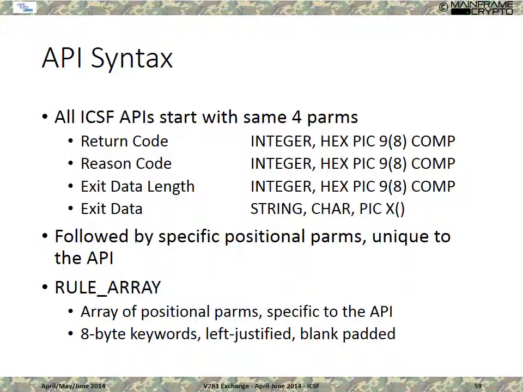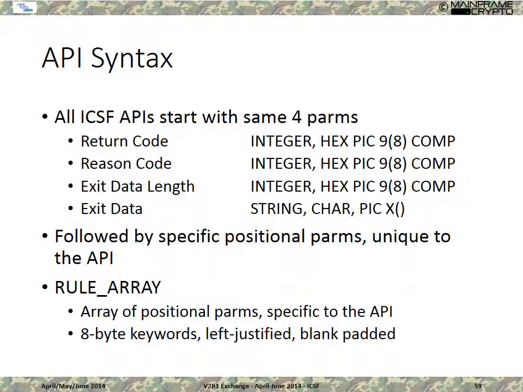Again, there could be a few or many parameters. They are positional, so you must code all of them with the proper positioning. And then we're going to see in a minute, one of the parameters that you pass that is common to a lot of the APIs is a parameter called the rule array. And the rule array is just a string of 8-byte keywords that the API expects to describe the environment. So we're going to see in a minute that one of the rule arrays for the encipher and decipher is expecting a parameter to tell it what type of cipher block chaining to do.